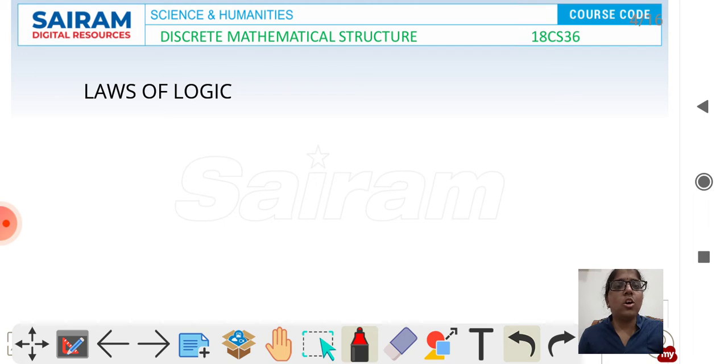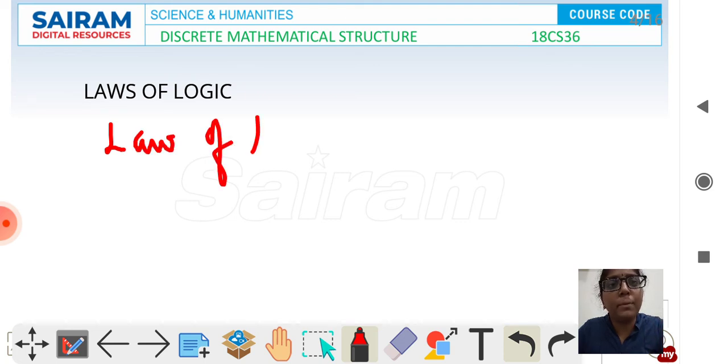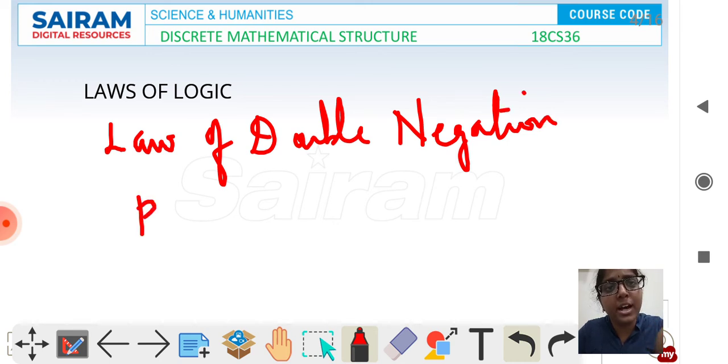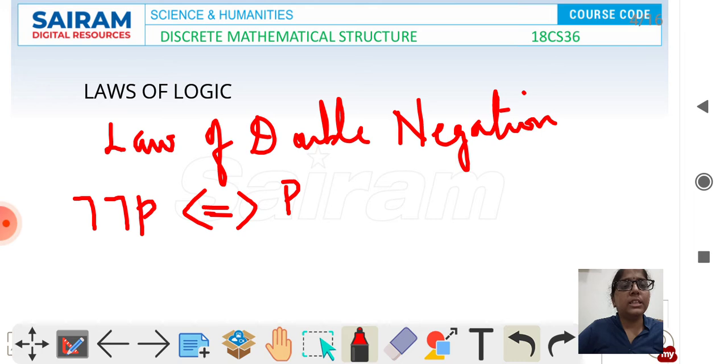Next are the laws of logic. There are 10 laws of logic. The first law is the law of double negation. What is the law of double negation? If a statement is given, you negate the statement two times. For example, if we have P, what is negation of negation P? It is logically equivalent to P. This is the first one.